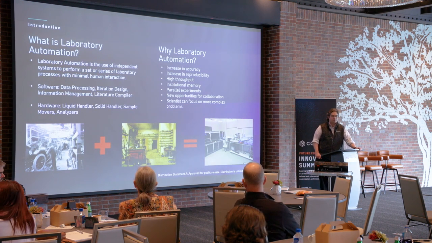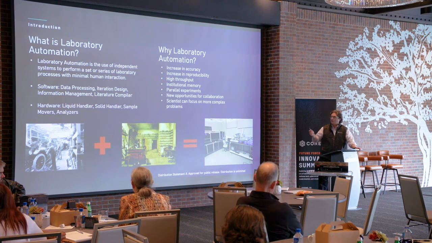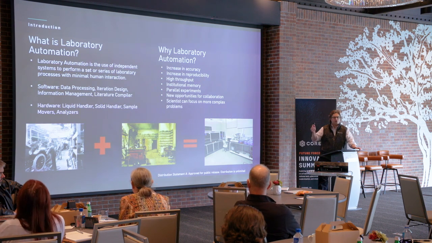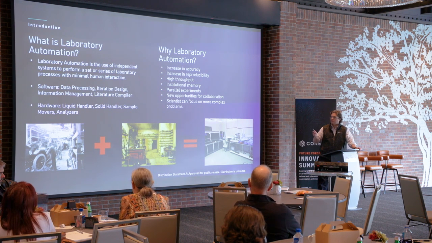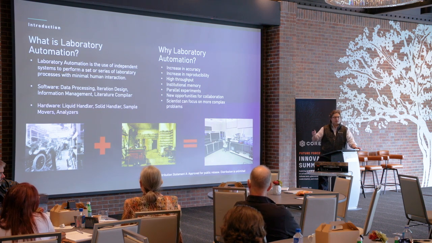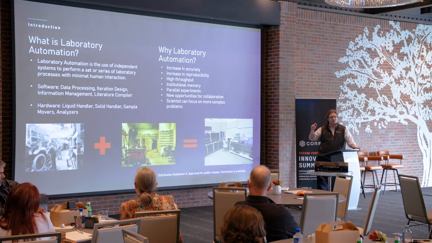Laboratory automation can be broken up into 2 sections. You have your software side and you have your hardware side. Your software side generally consists of data processing, data analytics, experimental design, iteration, concepts like that. Hardware, you're looking at the physical pieces of equipment that do the experiments. So you're looking at liquid handlers, you're looking at solid handlers, you're looking at sample movers.